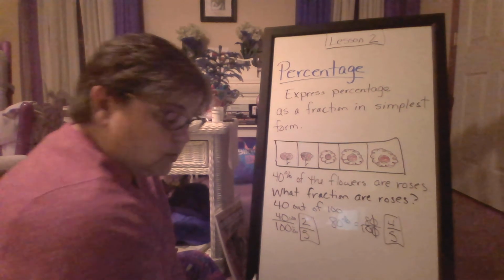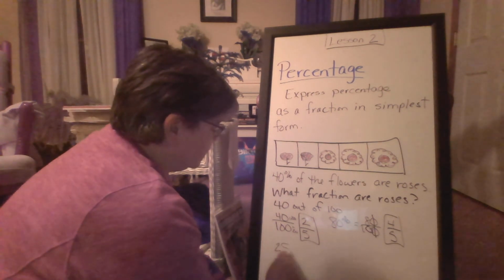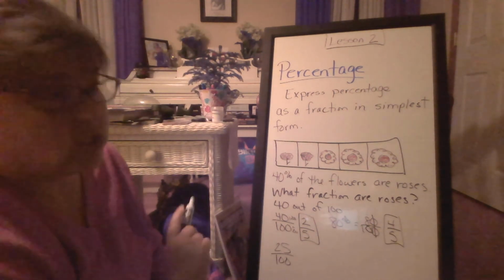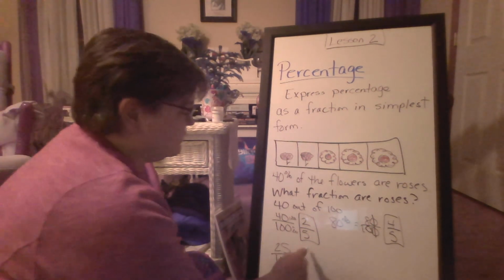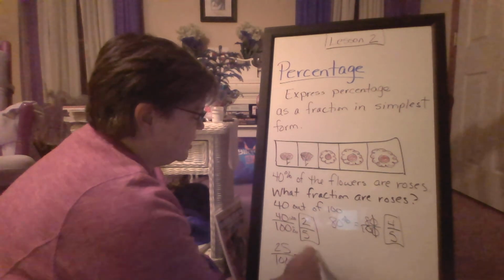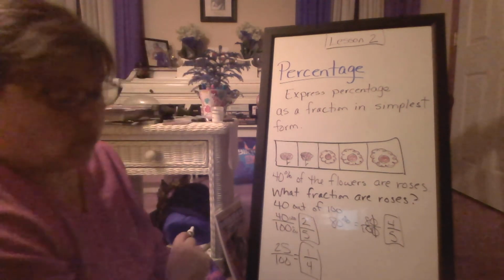Let's see, we could do 25%. 25 over 100. Well, 25 will go into 100. So 25 into 25 is 1, and 25 into 100 is 4. So that's 1/4.